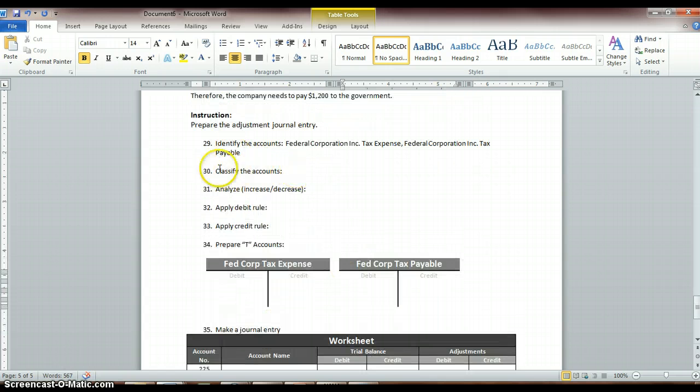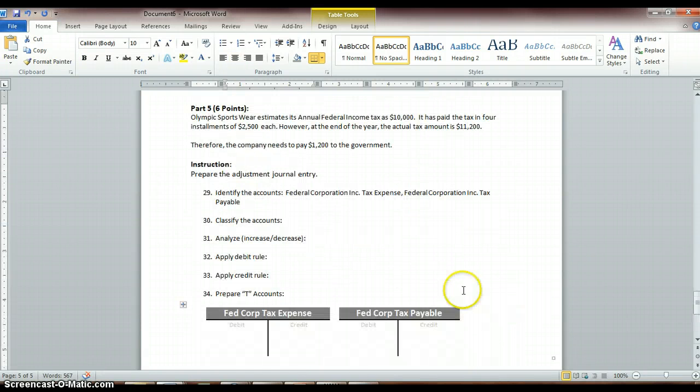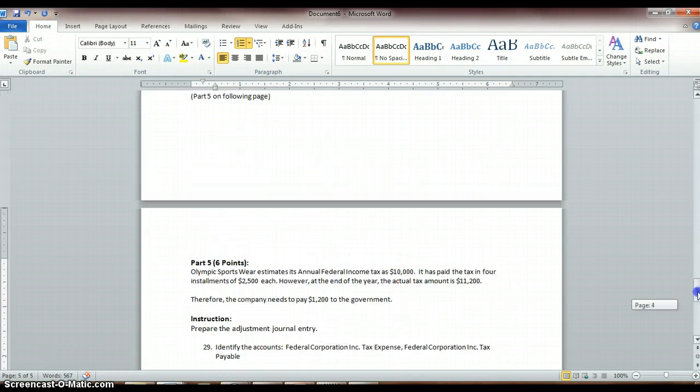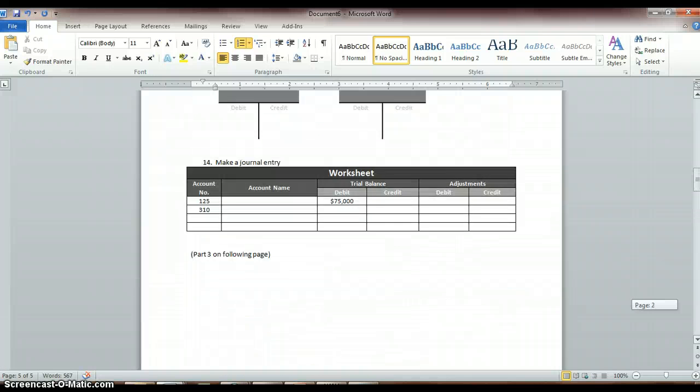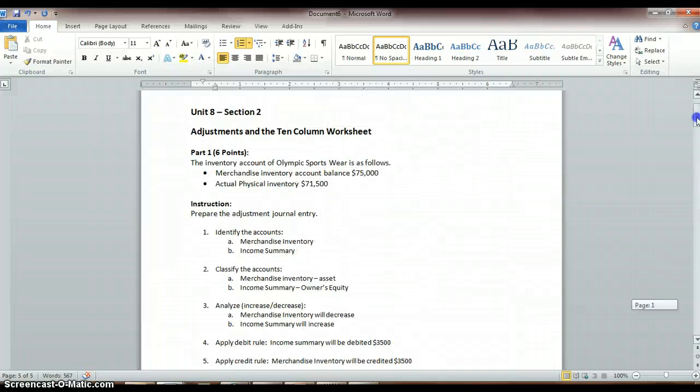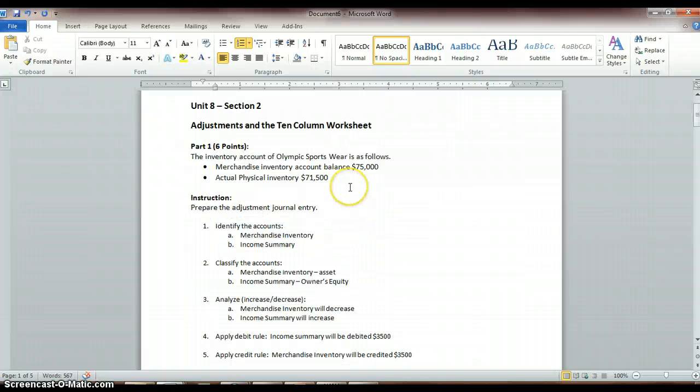And then you'll classify these accounts, apply your debit credit rules, fill out these T accounts, and then fill in the worksheet. Okay, so it's pretty much the same steps for each part. Just make sure you're reading through the text and figuring out which accounts go with each account. So for instance, again, merchandise inventory, we're working with income summary, prepaid insurance, we're working with insurance expense, and so on. So definitely refer to your text or shoot me a K-mail if you have any more questions.